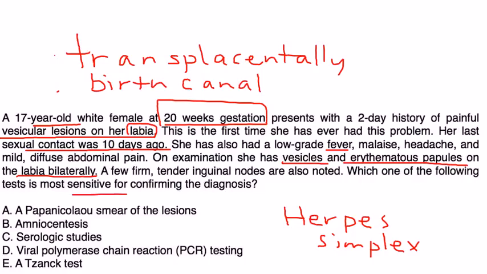The most sensitive of the tests is PCR. It has 95% sensitivity. Tzanck test is also used, but it's very low in terms of sensitivity. So the correct answer for this question is D.